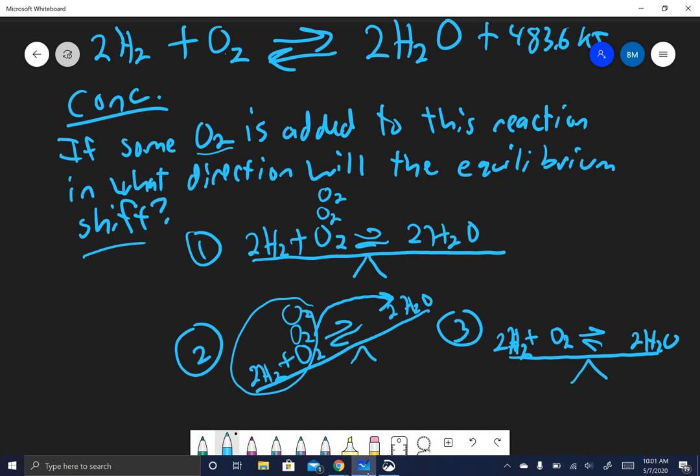So basically, the way these questions work is they're going to give you some kind of change in concentration. They're going to say, let's add more, let's take some away. Well, let's say we add some more reactants. So if you add more reactants, you have to think of it like a seesaw. It's going to go down, right? It's going to be heavy. It's going to hit the ground. H2O is going to go up in the air.